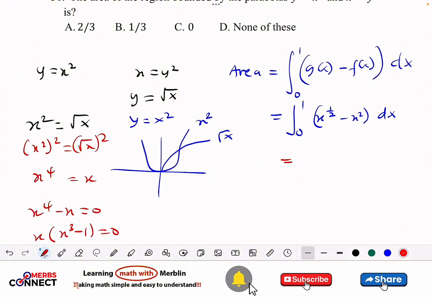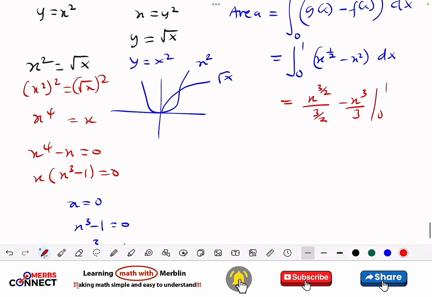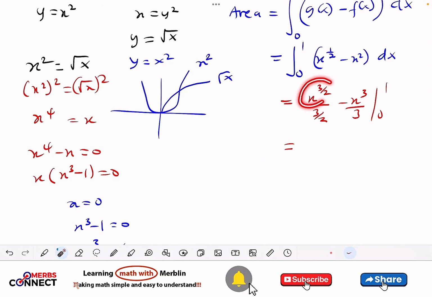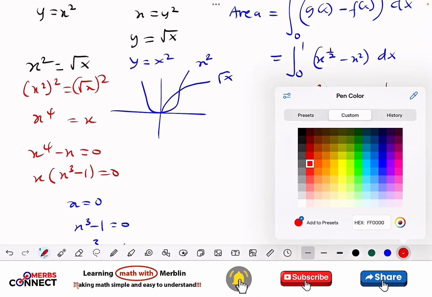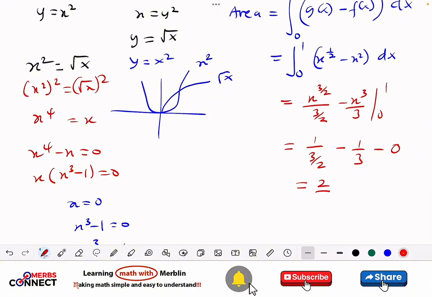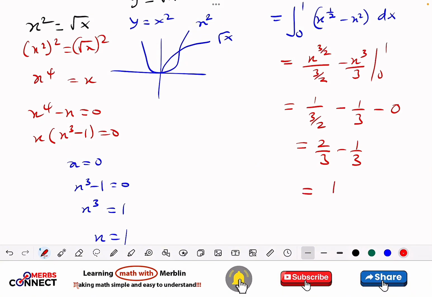So integrate this and have 3 on 2 divided by 3 on 2, minus this divided by this, from 0 to 1. So plug in 1 here, you are going to get 1. So this is going to be 1 divided by 3 on 2. Plug in 1, you have 1. Plug in 0 and everything goes to 0. Now this is the same as 2 on 3 minus 1 on 3, and this is going to give us 1 divided by 3. So that's what you are going to get.